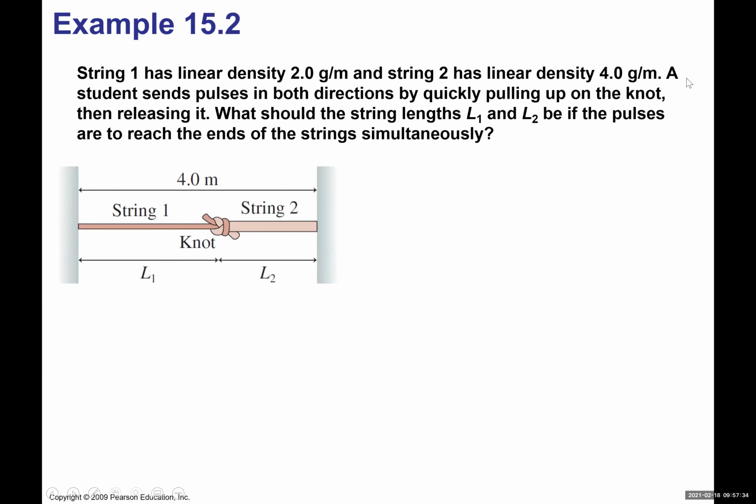All right. Let's look at another example here. String 1 has linear density 2 grams per meter, and string 2 has linear density 4 grams per meter. That means string 1 is lighter and string 2 is heavier. A student sends pulses in both directions by quickly pulling up on the nut, then releasing it. What should the string lengths L1 and L2 be if the pulses are to reach the ends of the strings simultaneously?